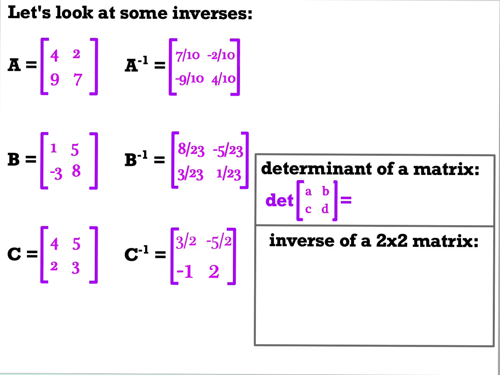First, I want you to look at these inverses that I used my calculator to find. I wonder if you can figure out, is there a pattern? So if your matrix is 4, 2, 9, 7, its inverse is 7/10, negative 2/10, negative 9/10, 4/10. I'm pausing because I'm hoping that you're trying to see what the pattern might be. How are they coming up with these inverses?